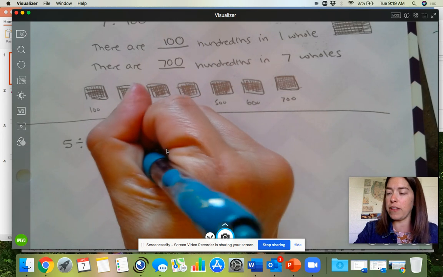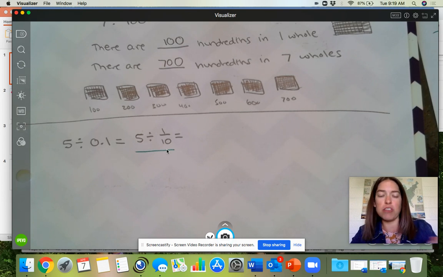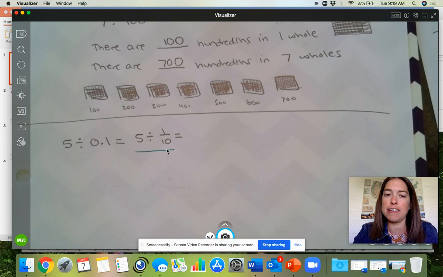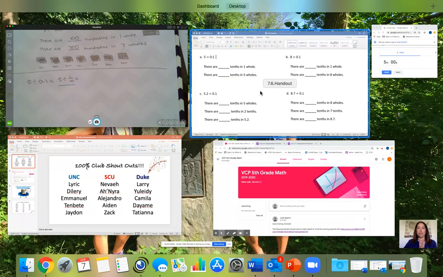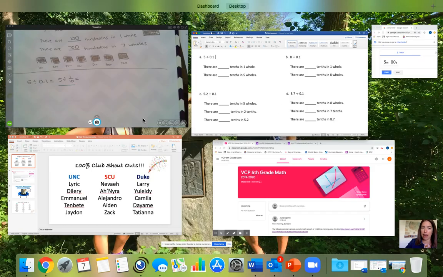5 divided by 1/10. We're just asking ourselves how many tenths there are in 5 wholes. Now, we could draw it out if we needed to. We could draw out our 5 wholes and split each one into tenths and count them all. But to do it a little bit faster, let's see if we can fill in these blanks. There are blank tenths in one whole, so there are blank tenths in 5 wholes.